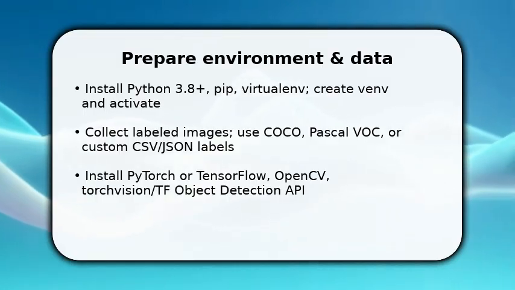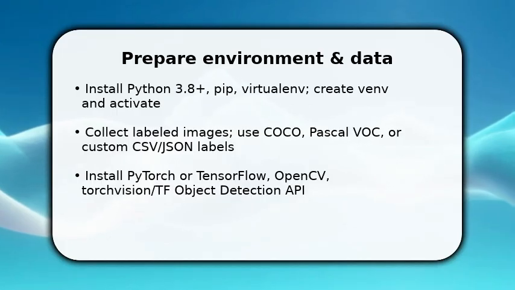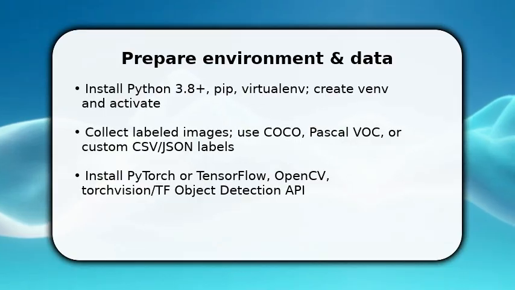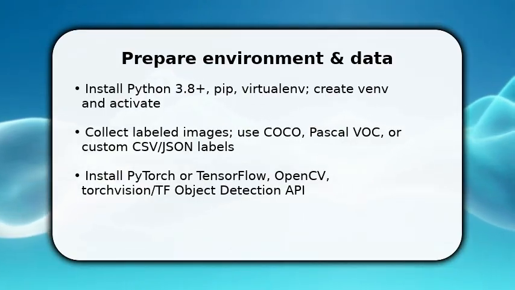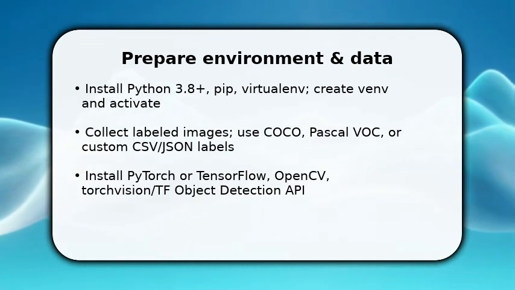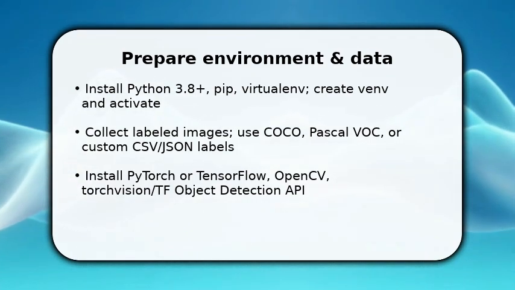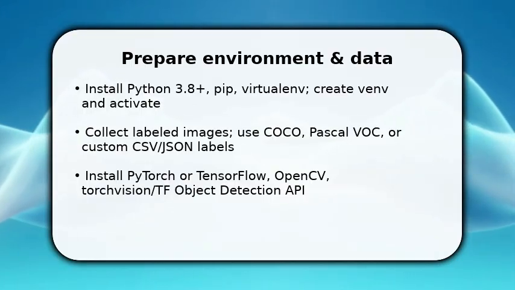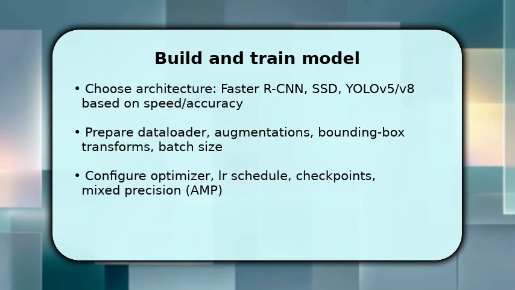Next, gather and inspect labeled images, use COCO or Pascal VOC formats, or convert CSV to JSON, because models learn from consistent annotations. Once done, split data into train/val and test folders, and verify a few samples visually to catch labeling issues early.